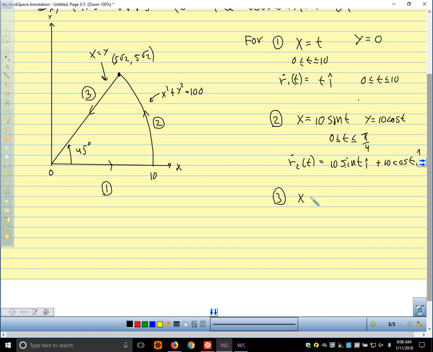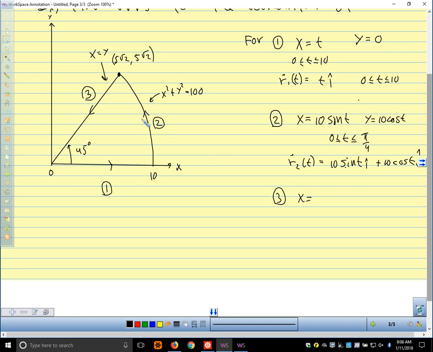x equals t, y equals t, from 0 to 5 root 2 to 0? Okay, but you can't go up. No, so we want the vector; we're given this orientation. Oh, okay. So we want to go from 5 square root 2, 5 square root 2 to 0, 0.